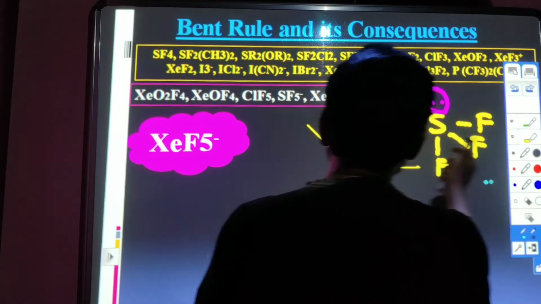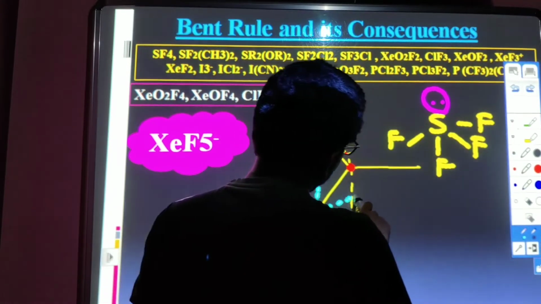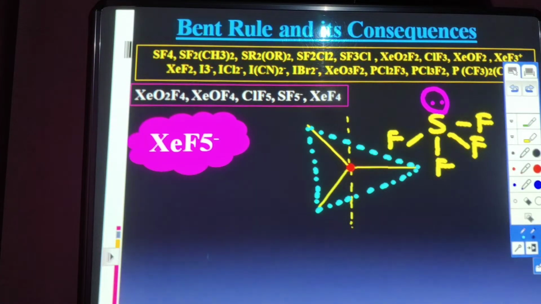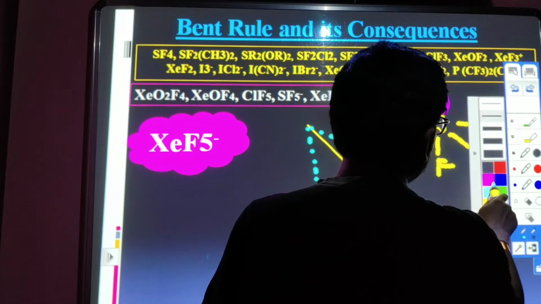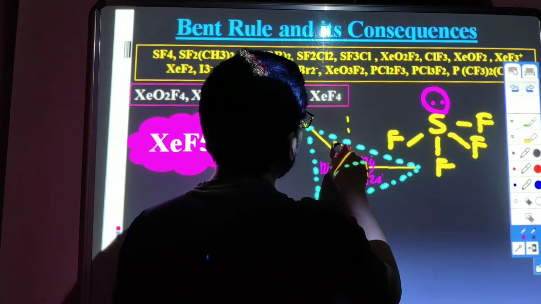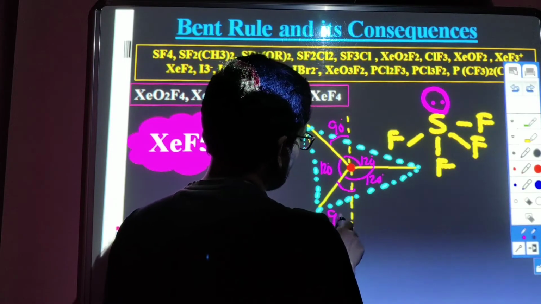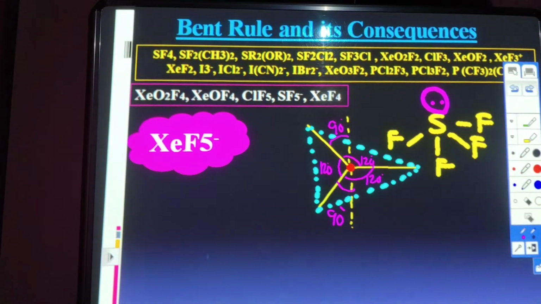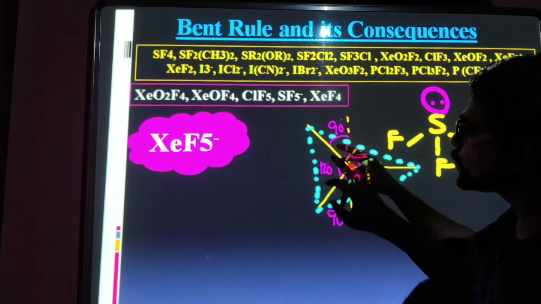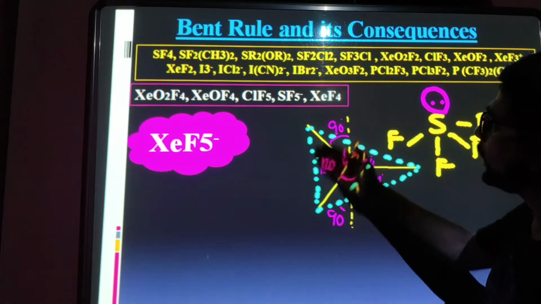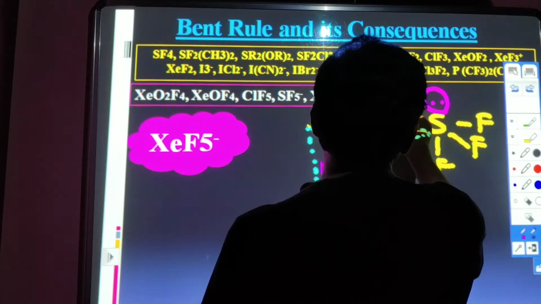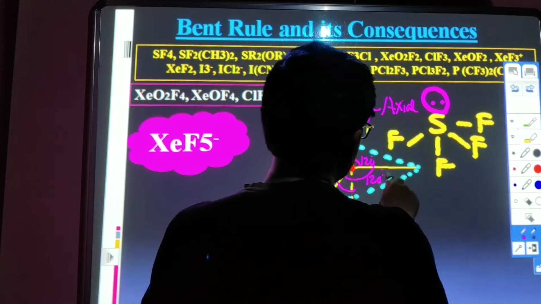Here there are two types of positions. The three forming an equilateral triangle are the equatorial positions, and the angles there are 120 degrees. The other angles are 90 degrees. So there are two types of angles, 90 degree and 120 degree, and two types of positions: the trigonal plane is the equatorial position, and the top and bottom are the axial positions.